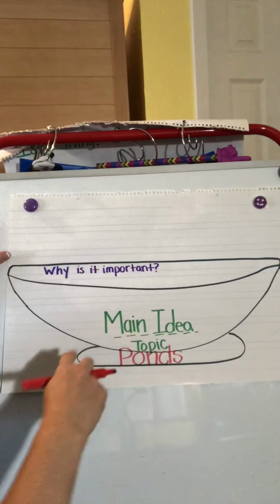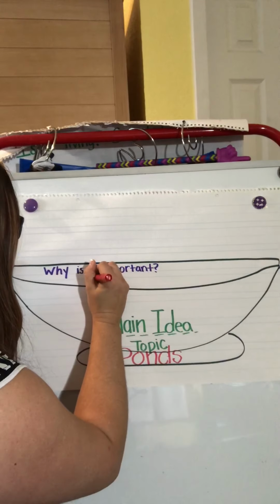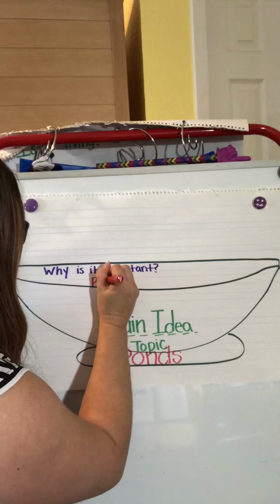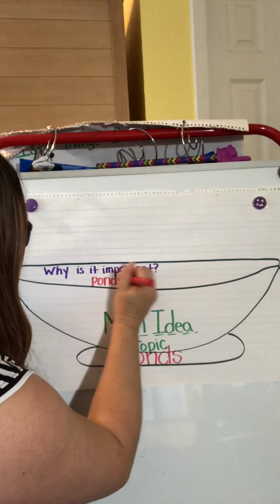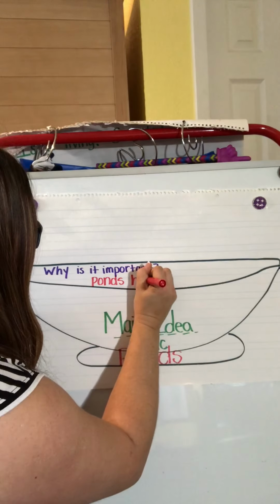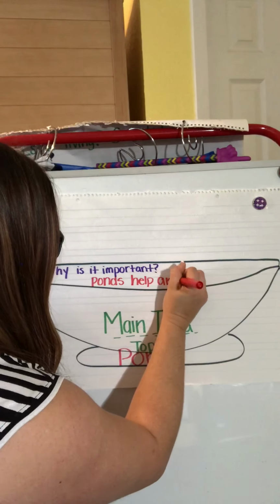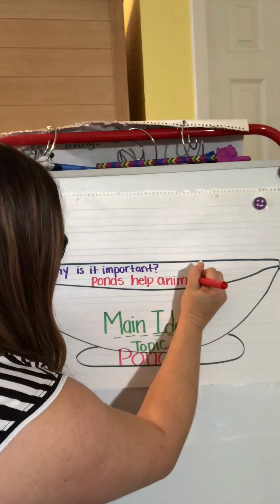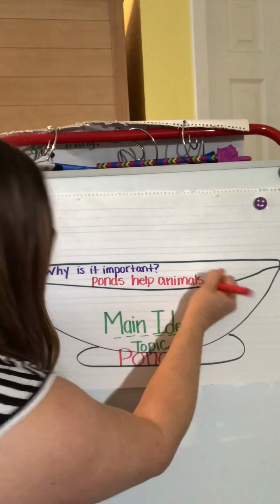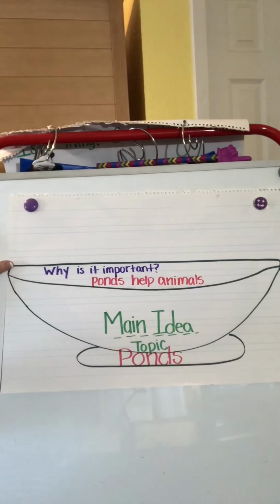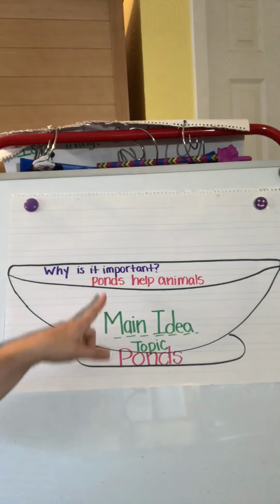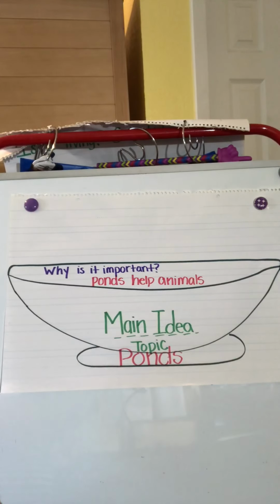So I'm going to write ponds help animals. Now I've made my statement, ponds help animals. Now to back up my statement, I need text evidence, right? Examples sharing how ponds help animals.